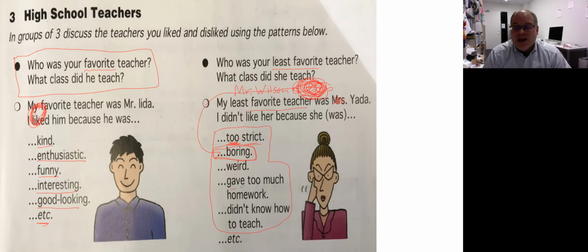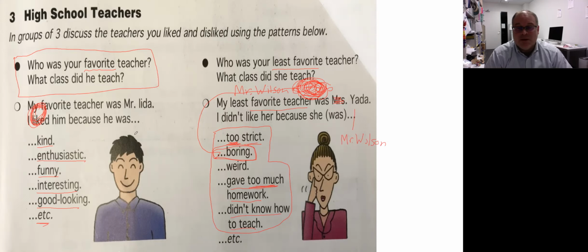Okay. Gave too much homework. Too much. Didn't know how to teach. Okay. So Rob, who was your least favorite teacher? What class did he teach? My least favorite teacher was Mr. Wilson. Okay. Mr. Wilson taught art history.